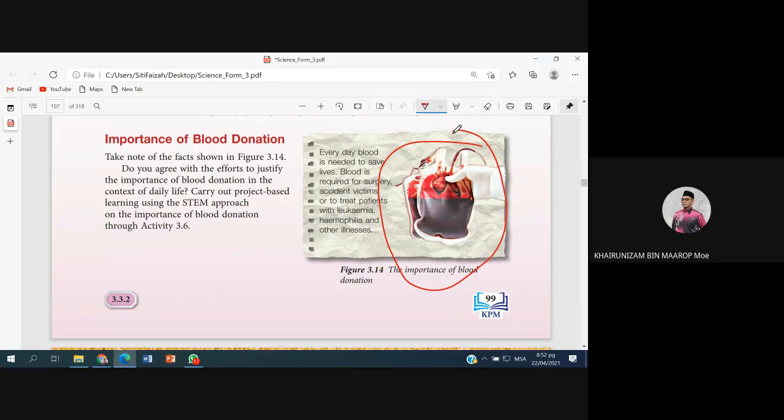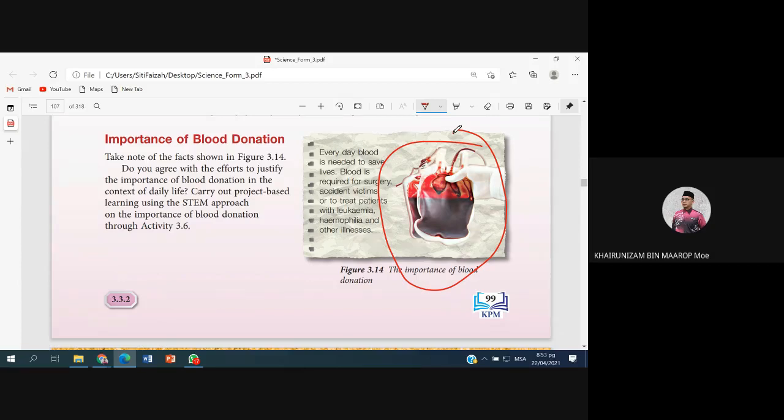Okay, and then the donated blood will be tested to determine the blood group and the presence of antibodies that may cause problem to the recipient. Biasanya sebelum kamu derma darah, dia akan check darah kamu, type of blood kamu, A or B or AB or O, okay, to make sure your blood can deliver to the right person, okay.